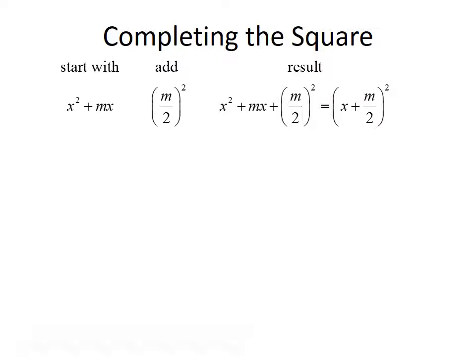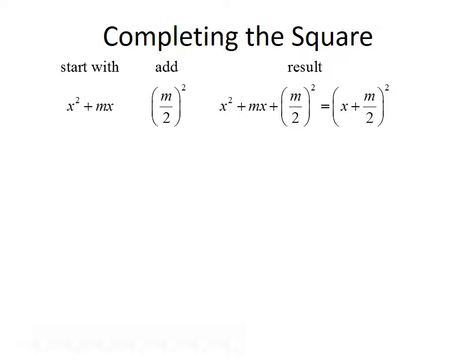Next, we'll talk about completing the square. To complete the square, we start with an expression of the form x squared plus mx. Those are the first two terms of a quadratic expression. To complete the square, we're going to take the coefficient of the x term, m, divide it by 2, and square it, and we'll add that to what we previously had. So we would have x squared plus mx plus m over 2 squared.